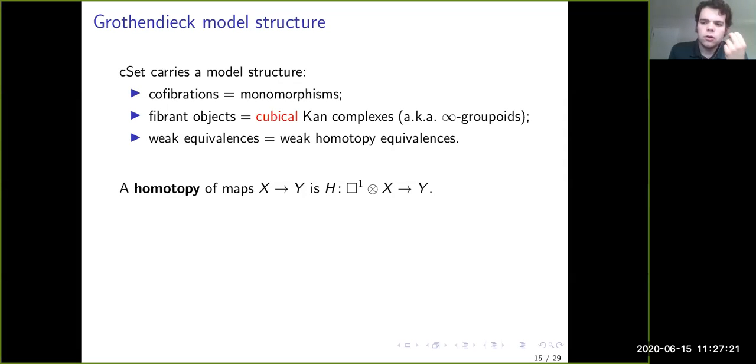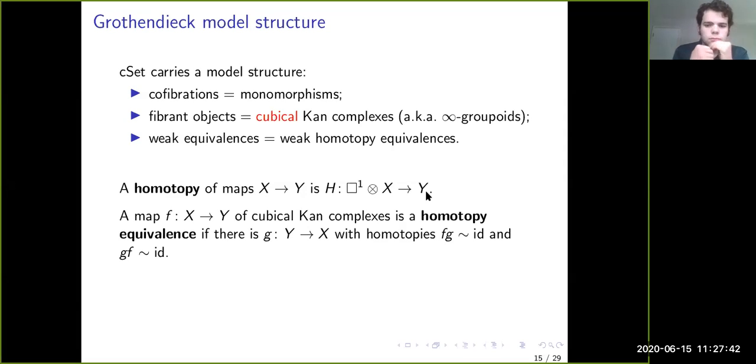And so our concept of homotopy between cubical sets in this Grothendieck model structure is defined using the geometric product rather than the Cartesian product, and using box 1, the standard 1 cube, as the interval object. So a homotopy of maps from X to Y is a map from box 1 tensor X to Y. And then we do the same sort of setup to define homotopy equivalences. These are maps between complexes that have homotopy inverses in terms of this particular concept of homotopy.